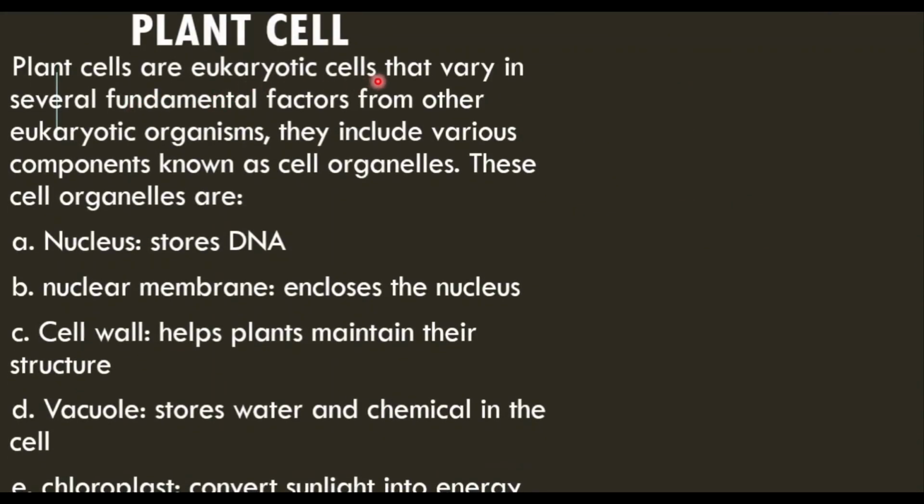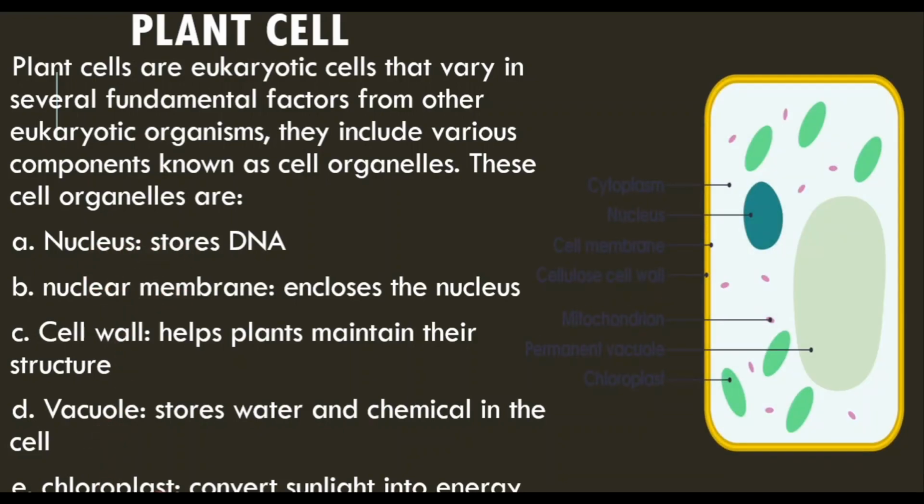The plant cell. The plant cells are eukaryotic cells. They have various components known as cell organelles, and these cell organelles are in special compartments, and that is why eukaryotes are the advanced type of cell, because these compartments allow eukaryotic cells to develop more complex, coordinated cellular processes than prokaryotes. Some of these organelles include the nucleus, the nuclear membrane, the cell wall, the vacuole, and the chloroplast.